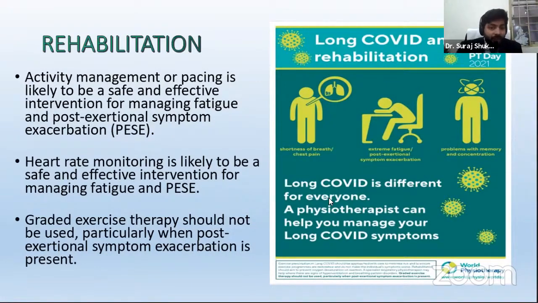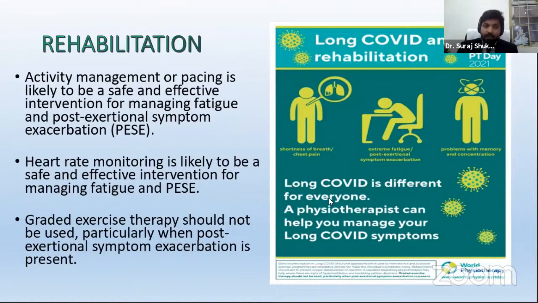How? Activity management or pacing is likely to be a safe and effective intervention for managing fatigue and post-exertional symptom exacerbation. So this exacerbation means whatever exercise or activity they do, after that, they find that the symptoms increase. So PESE is one of the things which we manage if we design the activity and implement pacing in between, so we can have a safe and effective intervention on PESE.